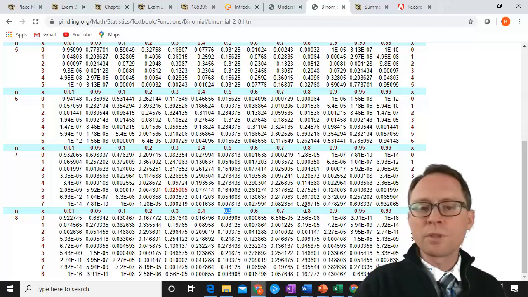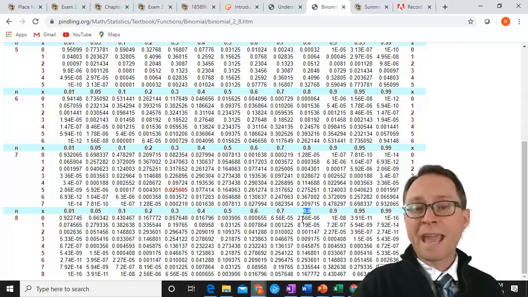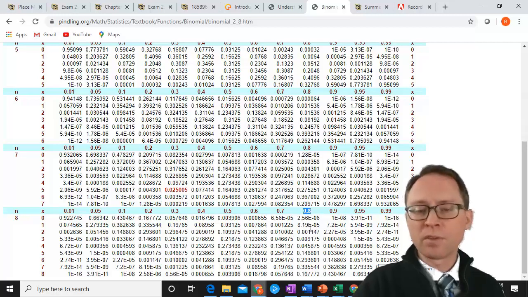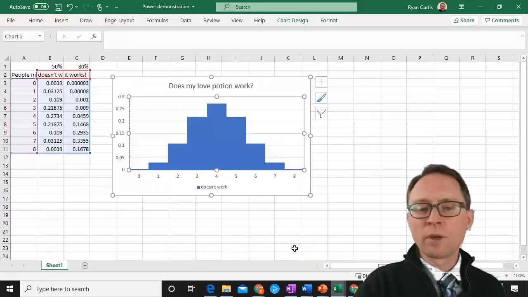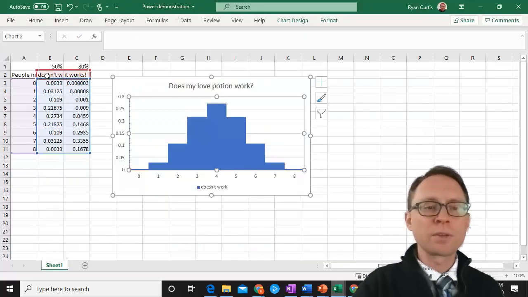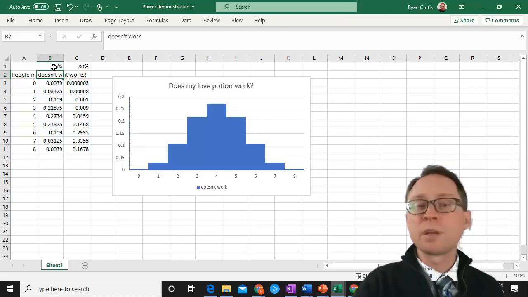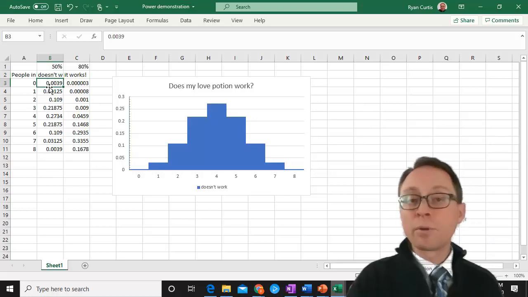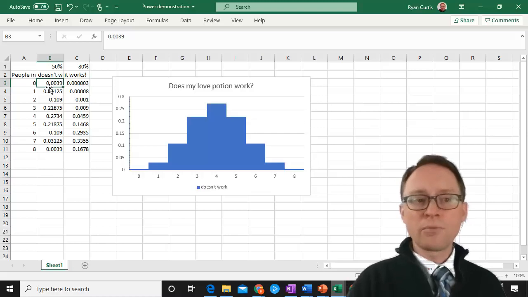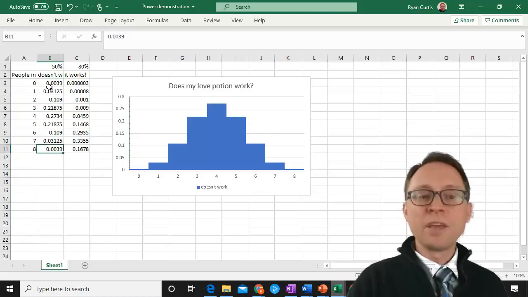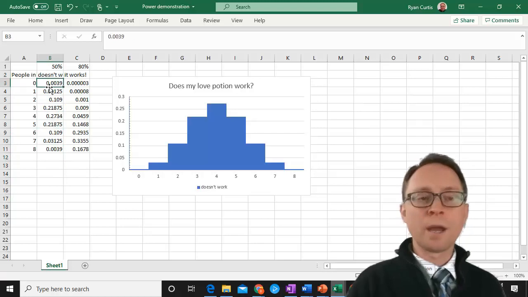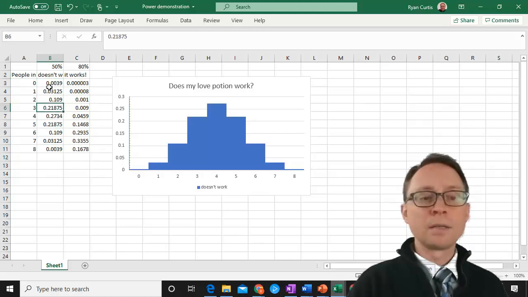Over here, these would be the probabilities if my love potion does work. Remember, I think that the probability would be 80%. And so these would be the probabilities if the love potion does work. I've copied these over and I put them into this table right here. So this is the same information. If my love potion doesn't work, then I'd expect 50% of the people to fall in love. And these are the probabilities of each number of people out of 8 falling in love if it doesn't work, right? And this is what we've been working with so far when we're talking about p-values and rejecting and failing to reject the null hypothesis.